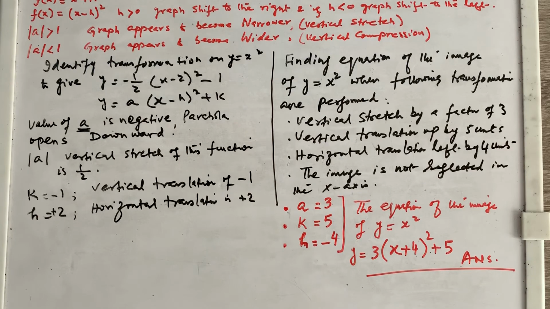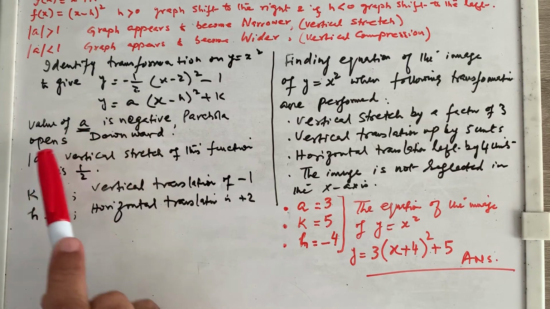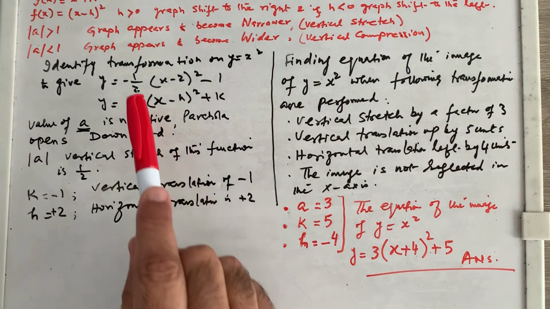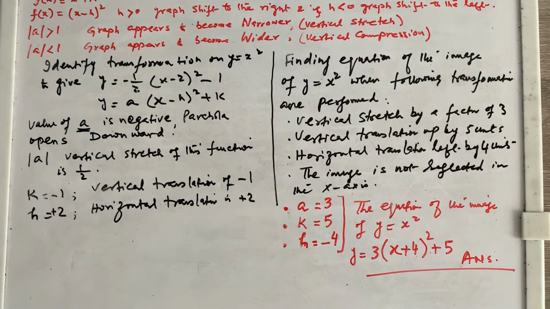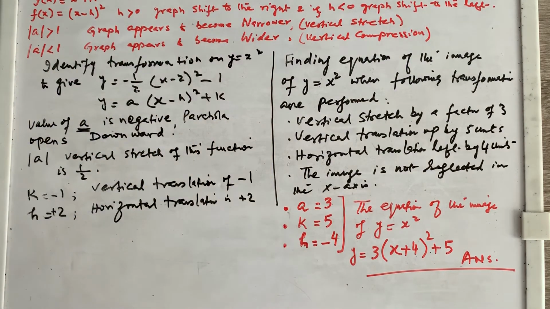So everything is clear here: you need to know the positivity or negativity of this a, which determines whether the parabola opens up or down. A negative sign tells you that it is a negative a, so this parabola will open downward, right? And then the absolute value of a tells you the stretch of this function. The stretch of this function is half, and half means that it is less than 1, so the graph appears to be wider. It's a vertical compression.